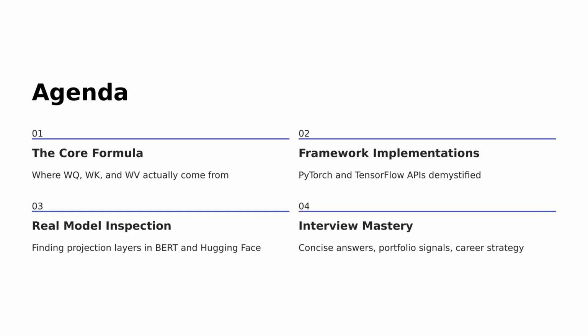Here's the roadmap for this session. First, we'll cover the core attention formula and clarify where the WQ, WK, and WV projection matrices actually come from. Then we'll connect that theory to practice by looking at how PyTorch and TensorFlow implement it. After that, we'll inspect a real model, including BERT and Hugging Face code. Finally, we'll wrap up with interview-ready explanations and practical career signals you can use right away.